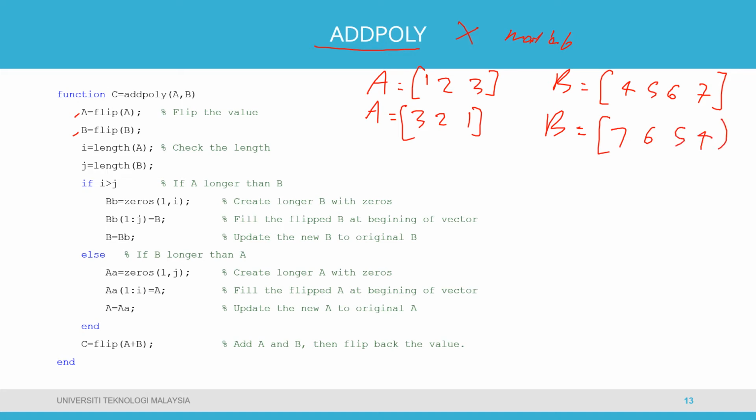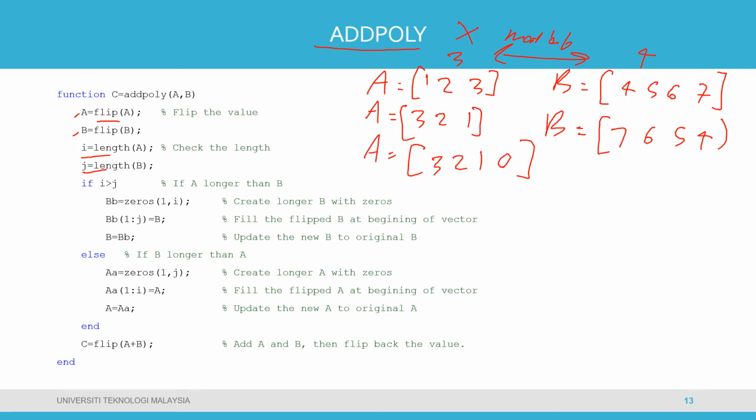You just use the flip function. And then you check the length of each. So for A, the length is 3. For B, the length is 4. So remember that when you want to add a matrix, you need to have the same size, but the problem is it is not the same. So in order to fix this, you have to add another 0 here. So you have to change A to 3, 2, 1, 0. Then you have 4 and 4.